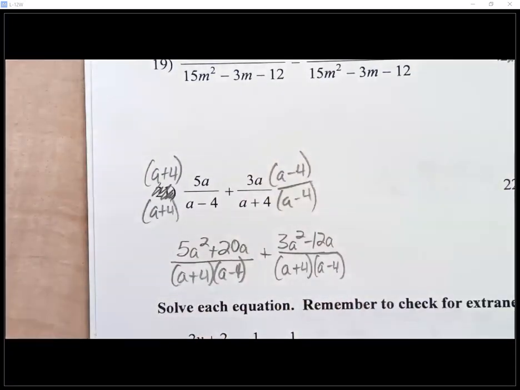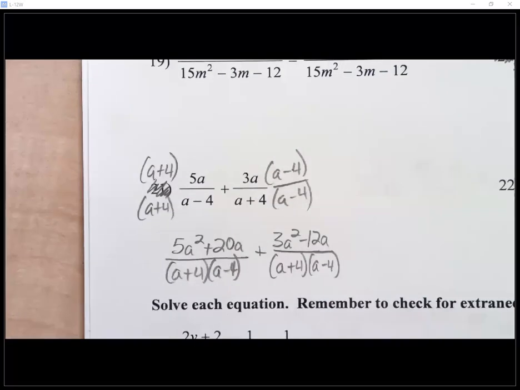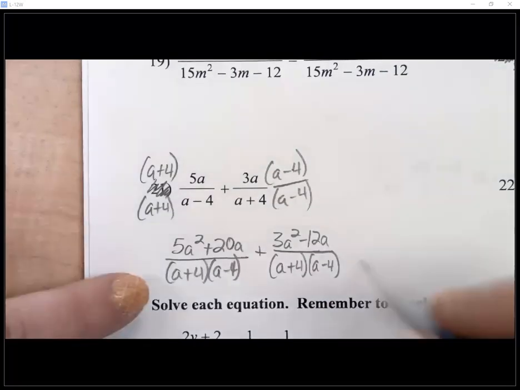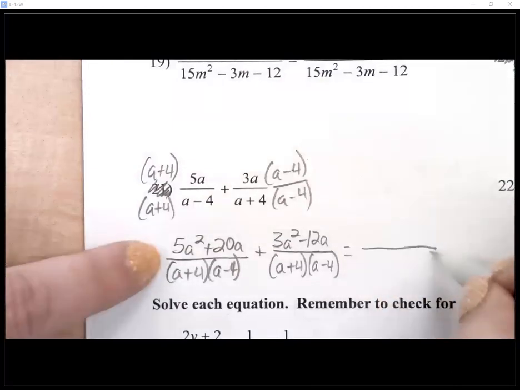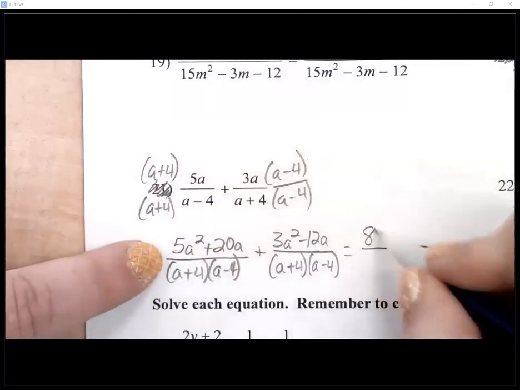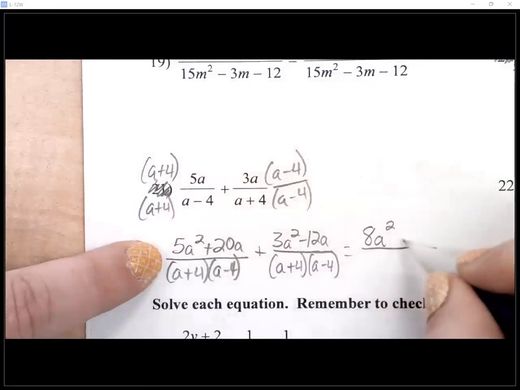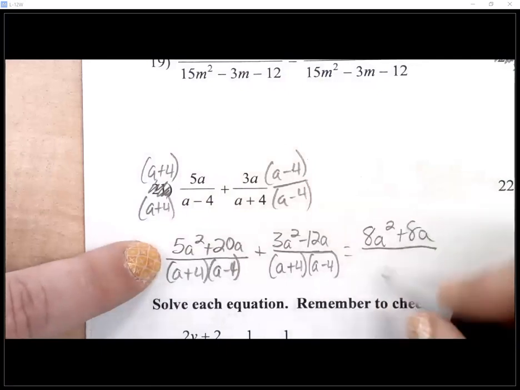Now it's an easier problem, right? Because the denominators match. I just add those numerators together. So we're going to get 8a squared plus 8a all over a plus 4a minus 4.